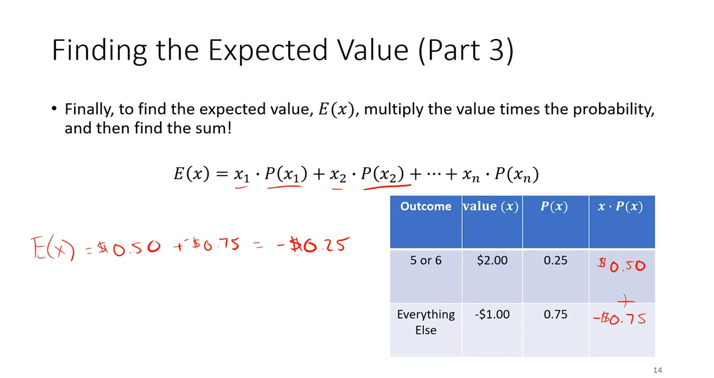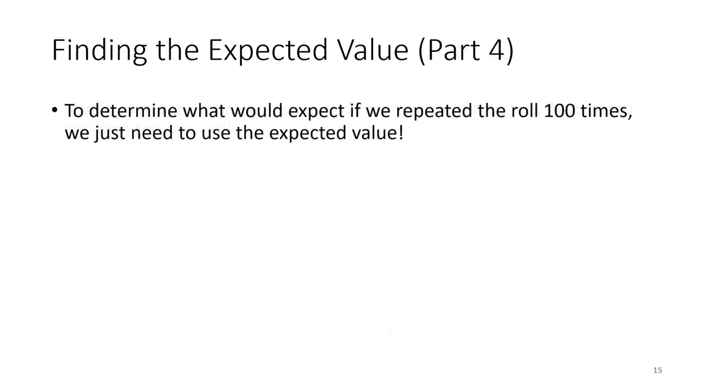And so what this means is what we can expect from a roll on average is to lose 25 cents. So if we were to roll 100 times, we can just use the expected value of x times 100. And so we'd expect to lose 25 cents on an average roll times 100 rolls would mean that we would lose $25 over the course of 100 rolls. And so this would not necessarily be a game that you would want to play.